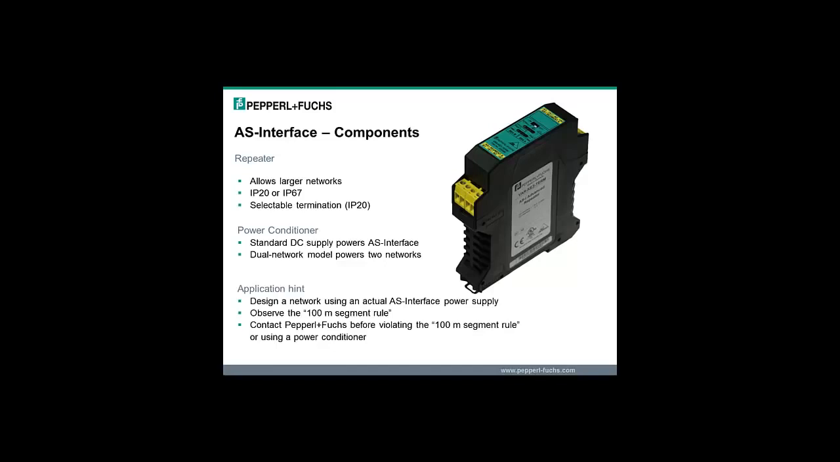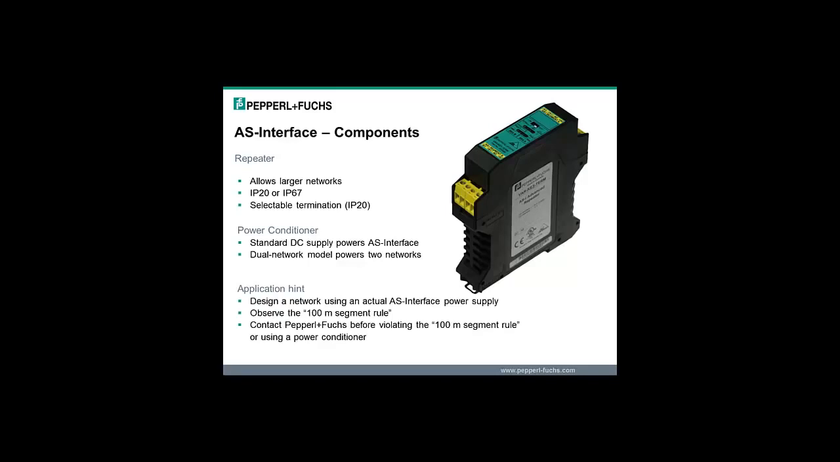There are a few basic AS interface design rules. A network segment can be 100 meters long. Let's call this the 100-meter segment rule. If that is not enough, you can combine multiple segments using repeaters. Pepperl & Fuchs offers repeaters for field installation offering IP67 and enclosure installation designed to satisfy IP20. Our IP20 version has a selectable termination switch that under certain conditions allows the length of the segment to be up to 200 meters. Make sure to contact Pepperl & Fuchs technical support when working on an application that will break the 100-meter segment rule.